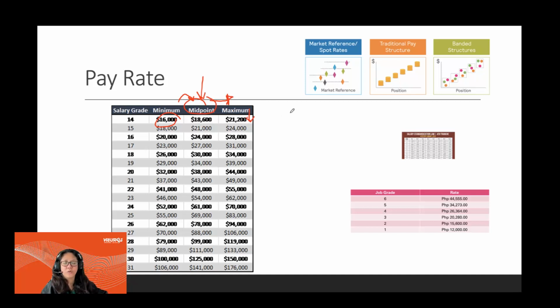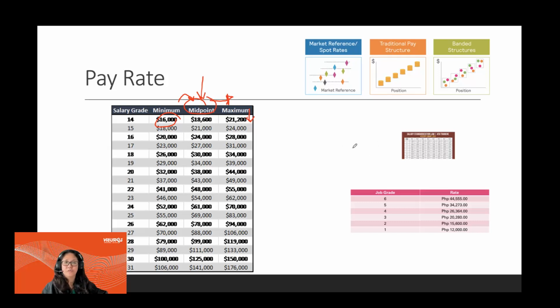So that's a good way to go about this. Now, these are, of course, not set in stone on how you should handle the pay structure, or how you should do the job evaluation, or how you should do your pay structure, okay? These are more of just a guide. There are still other ways.